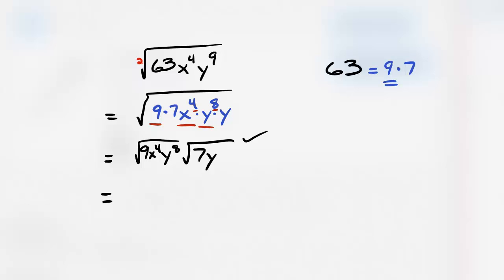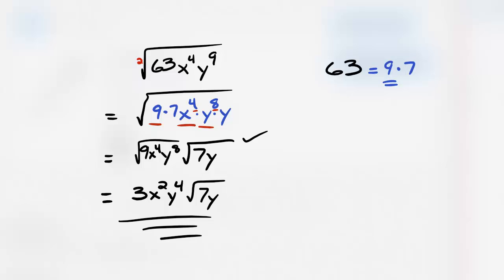Now, I'm going to square root each of these factors in this first one. The square root of 9 is 3. The square root of x to the fourth is x squared, because I divide that exponent by 2. The square root of y to the eighth is y to the fourth, for the same reason, I divide the exponent by 2. And then I'm left with this leftover or remainder square root of the 7 and the y, who can't in any useful way get out of the square root, so I leave them there. This is my final simplified answer.